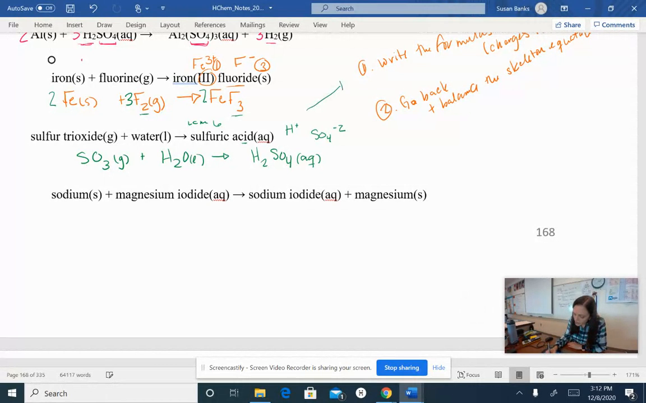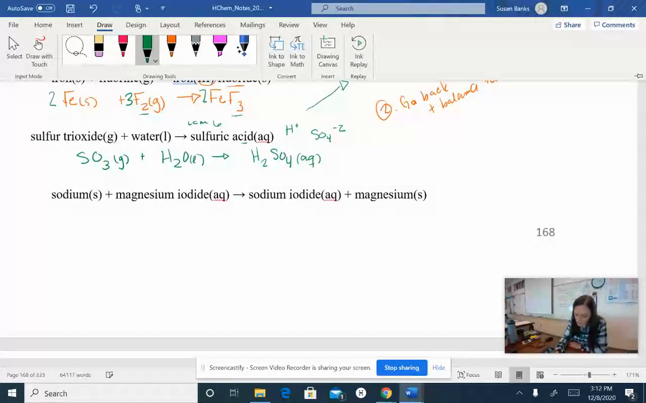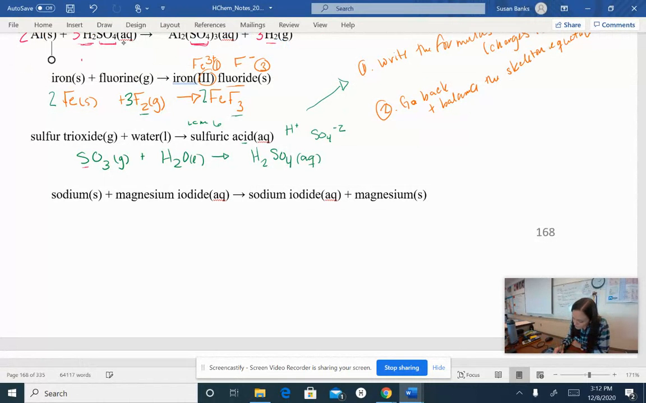Notice how I wrote the skeleton equation first. Now I'm going to go back and balance that equation. So I've got 1 sulfur, I've got 1 sulfur. I've got 2 hydrogens, I've got 2 hydrogens. I've got 3 plus 1 oxygen, that gives me 4 oxygens total. And here I've got 4 oxygens total. So this is one of the rare ones where our skeleton equation is actually balanced. So it's okay.